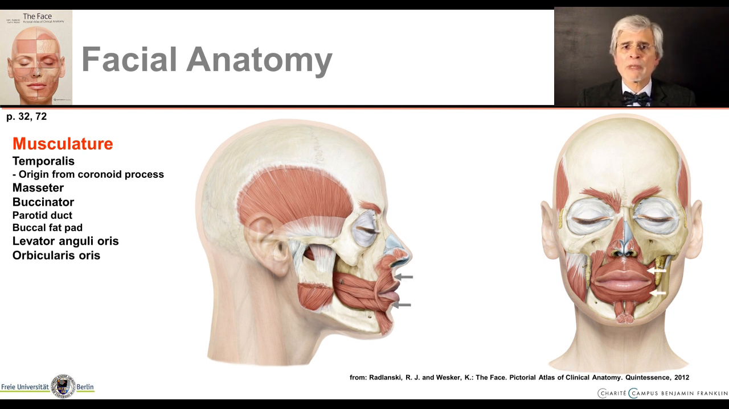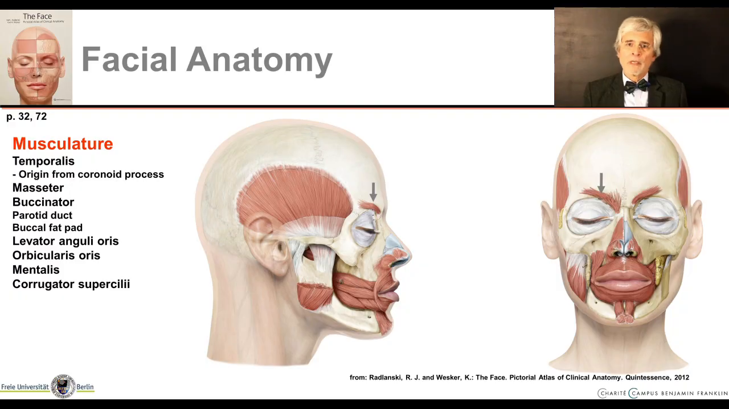The orbicularis muscle is now almost completely free of all the oblique muscles that we have discussed before, and the mentalis muscle is now also freely visible. Now we can once again direct our attention to the forehead region. The occipitofrontalis muscle has been removed and the corrugator supercilii muscle is now visible for the first time.